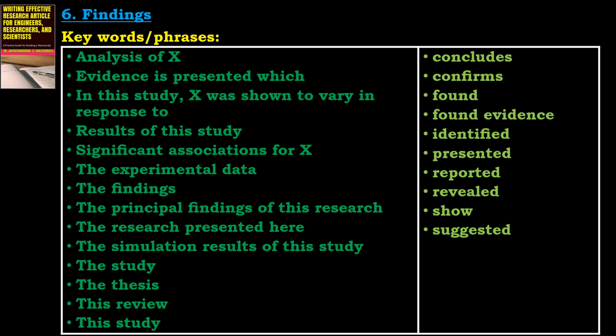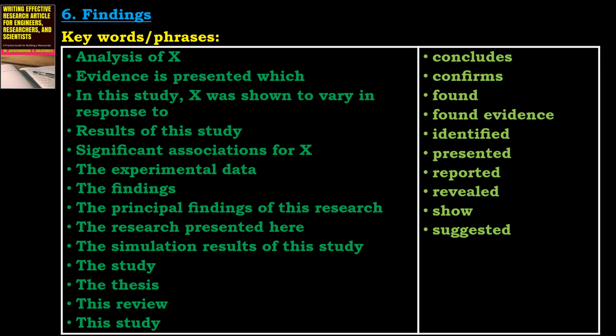6. Findings. A typically used phrase in the published documents for reporting the main results, representing the states of key findings of research, and interpreting the results is imparted in this section. Key phrases are an analysis of X. Evidence is presented which in this study, X was shown to vary in response to results of this study.